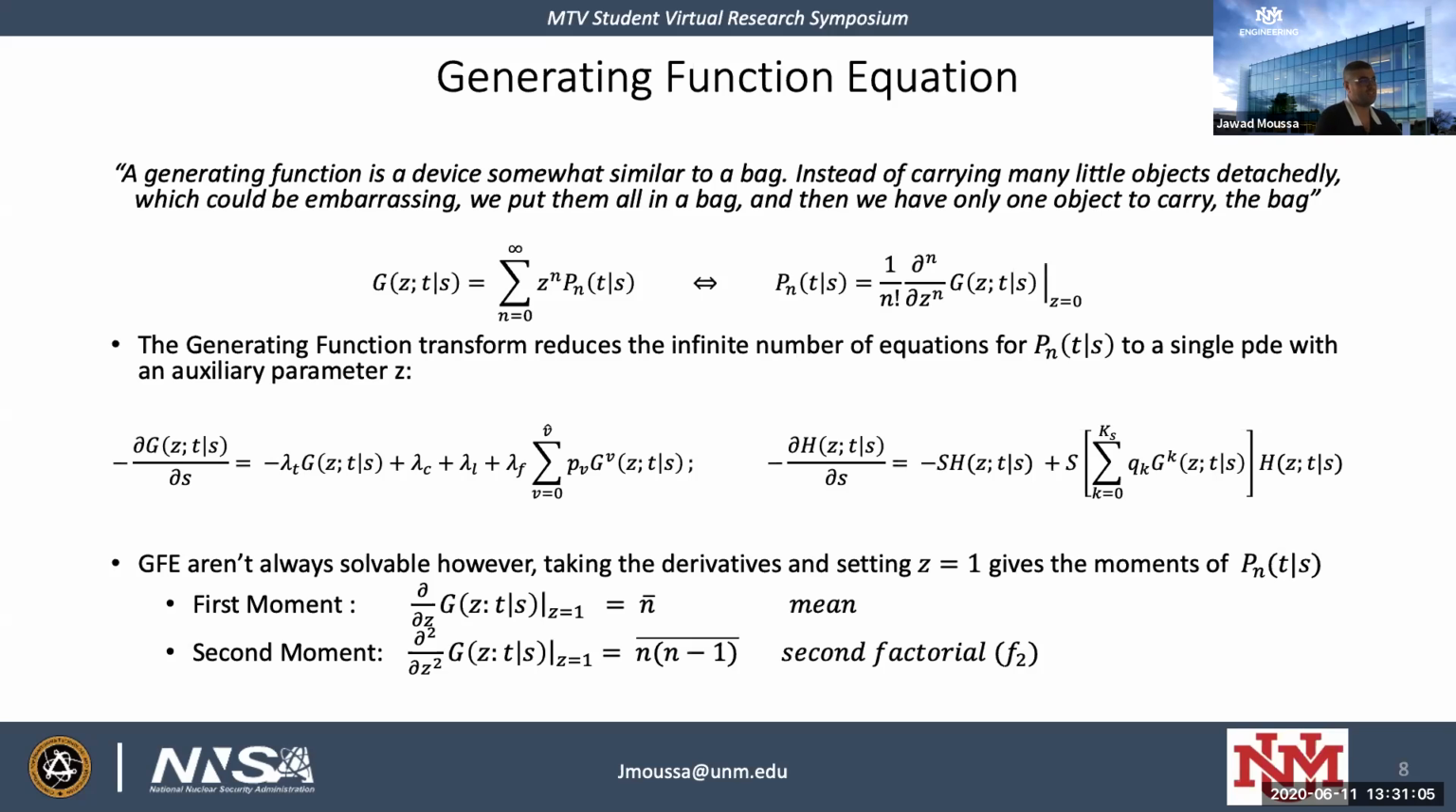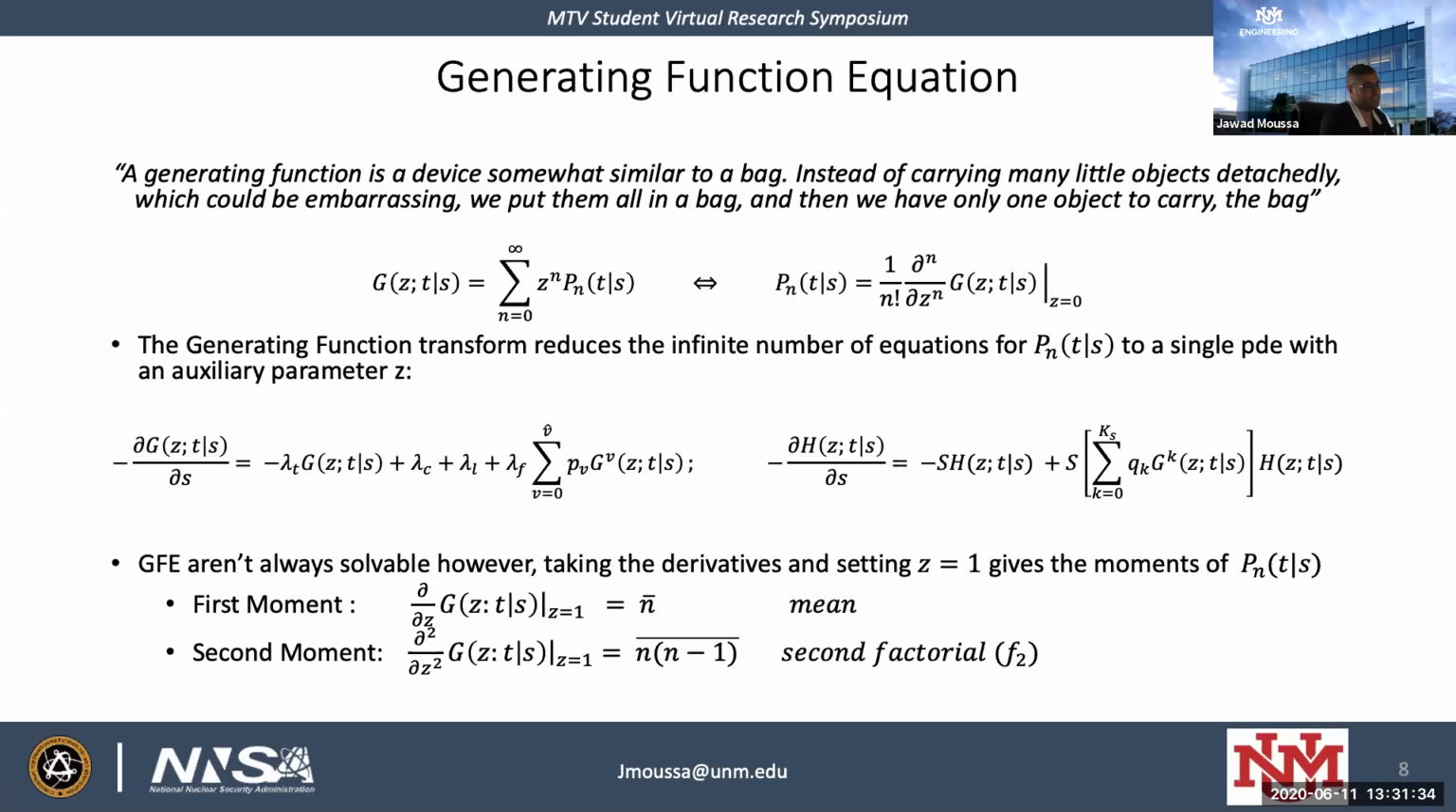So in this case, you have an infinite number of equations that represent the probability distribution, and a generating function transformation reduces that infinite number of equations into a single PDE, which is what you see here. So we applied that transformation to both equations for the single chain and the intrinsic source as well.